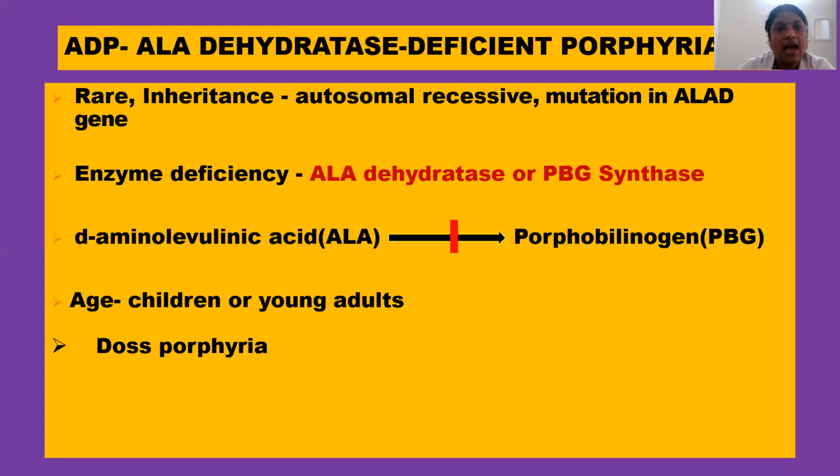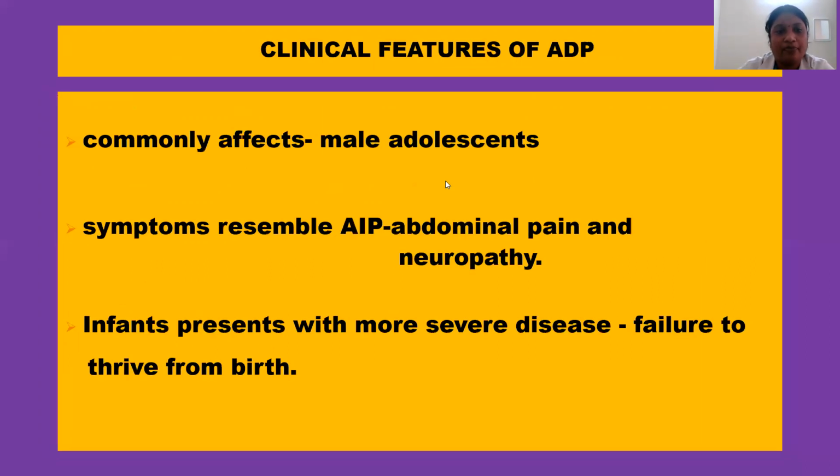Next disease is ALA dehydratase deficient porphyria. It is very rare and it is autosomally recessive inherited, and there is a mutation in the ALAD gene. The enzyme deficient is ALA dehydratase, so ALA is not getting converted to porphobilinogen. It is also called Doss porphyria.